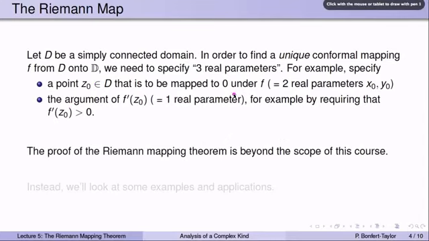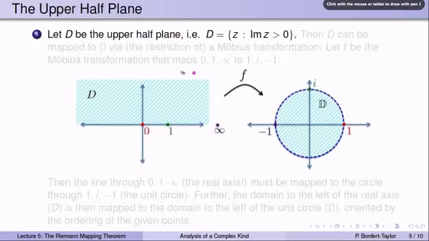The proof of the Riemann mapping theorem is beyond the scope of this course. Instead, we'll look at some examples and applications. For our first example, let's look at the upper half plane. Let's say D is the upper half plane, so the set of all z where the imaginary part of z is positive, and we're looking for a mapping that maps D conformally onto the unit disk.